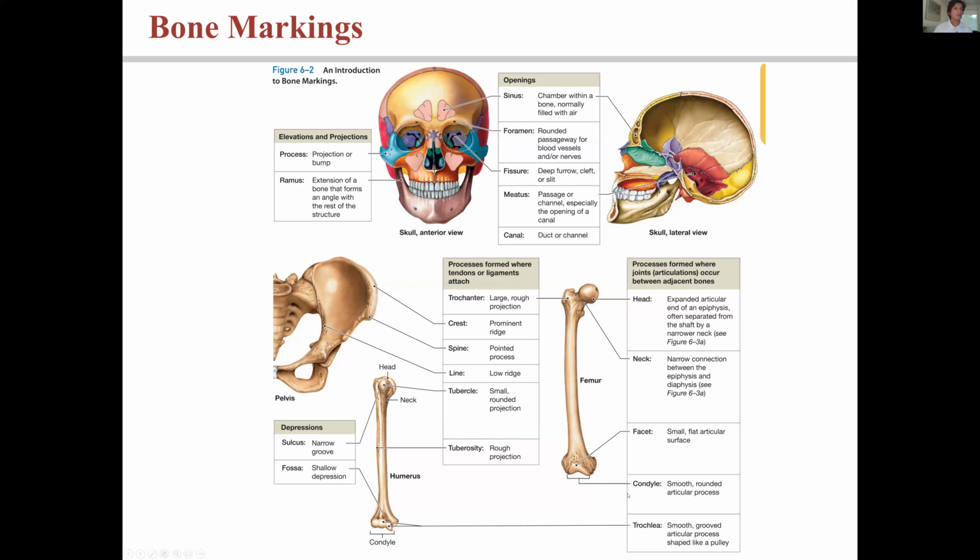Okay, the ones that will come up repeatedly are going to be processes. Trochanters, you will see them mentioned within your humerus and femur. Condyles, you will see them mentioned often as well. They're these smooth surfaces that allow the interaction between two different bones. And trochlea is similar to a condyle, but it has more of a pulley type of disposition.